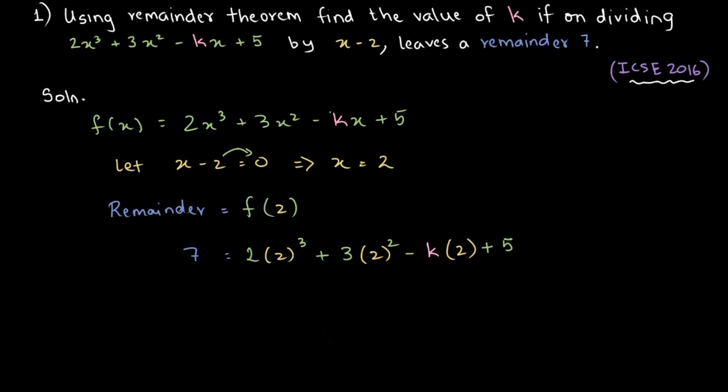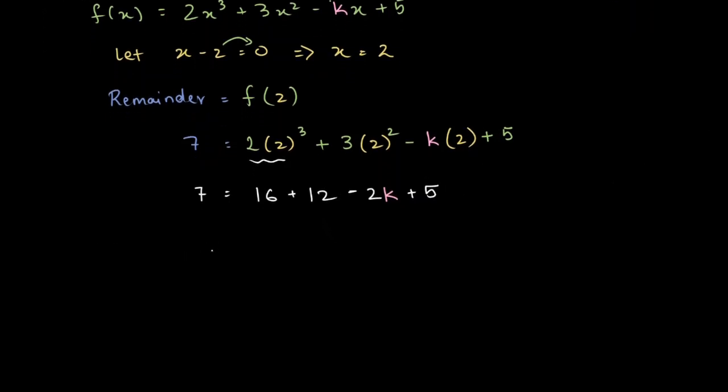So let's do just that. I can say 7 is equal to 2 cube is 8, into 2 is 16, 3 into 2 square is 4, 4 into 3 is 12, minus 2 into k is just 2k, and plus 5 at the end. Now simplifying this a little further, 7 is equal to 16 plus 12 is 28, 28 plus 5 is 33, minus 2k.